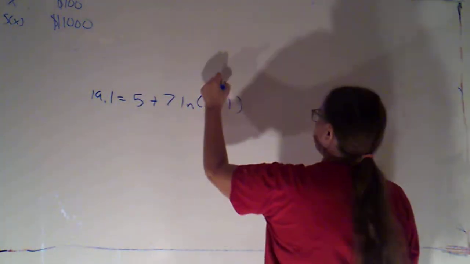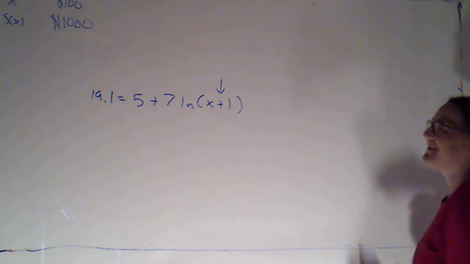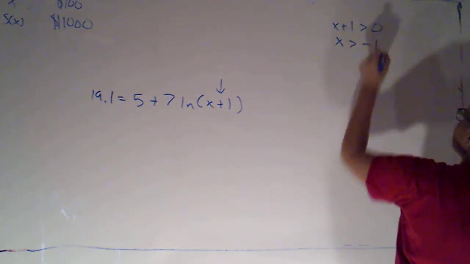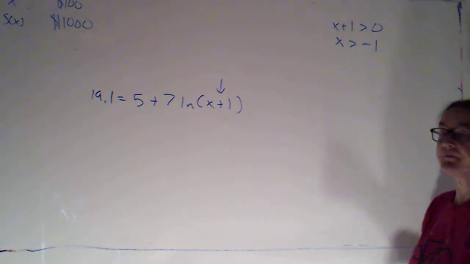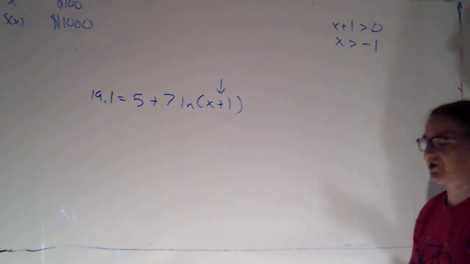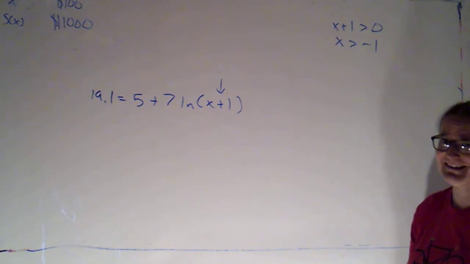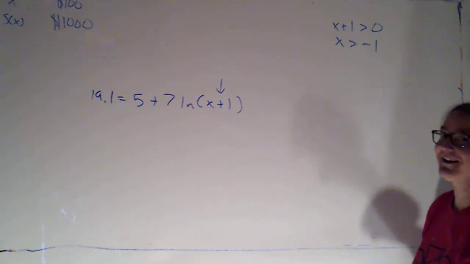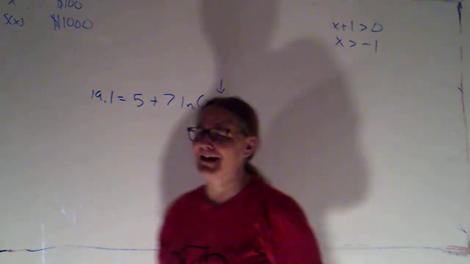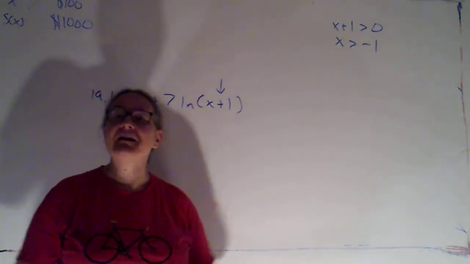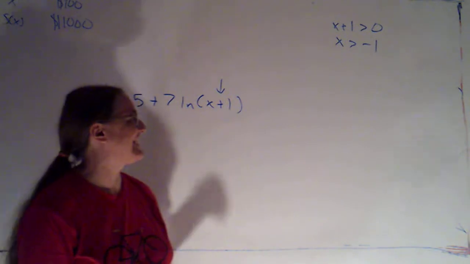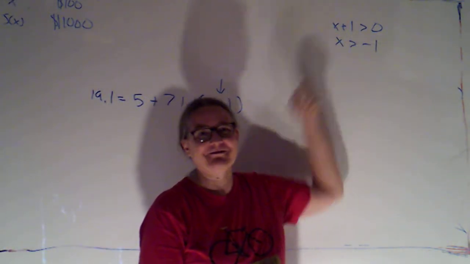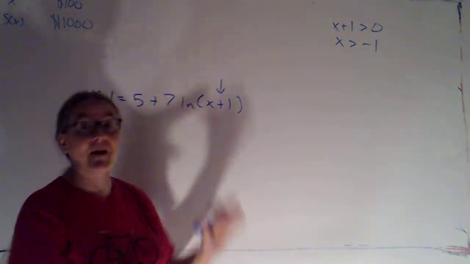Okay, that's my argument. X plus 1 has to be bigger than 0. X has to be bigger than -1. Now here, that restriction is actually kind of common sense. I am not going to be spending a negative amount on advertising. The amount I'm spending on advertising is going to be a positive amount. So the common sense constraints in this case actually are stronger than the mathematical constraint that I have right here. But I do need to write that down.